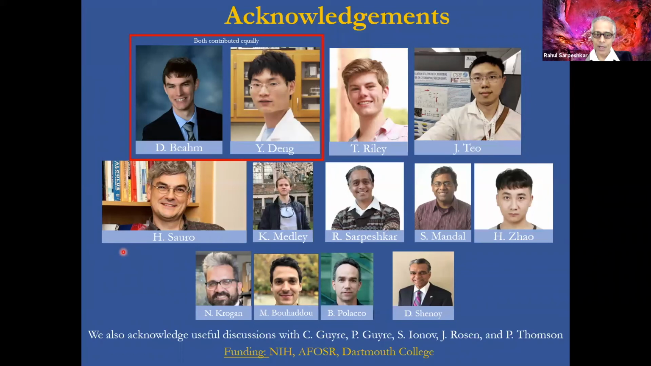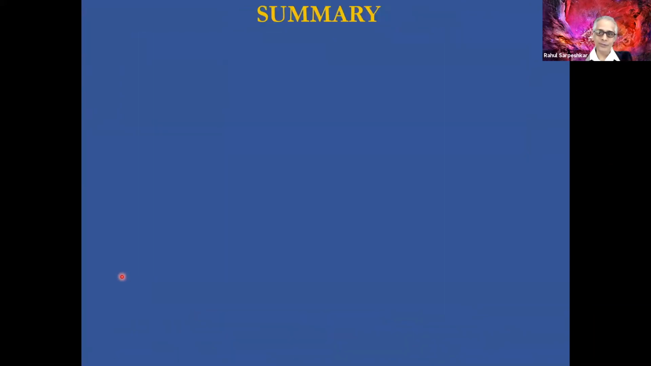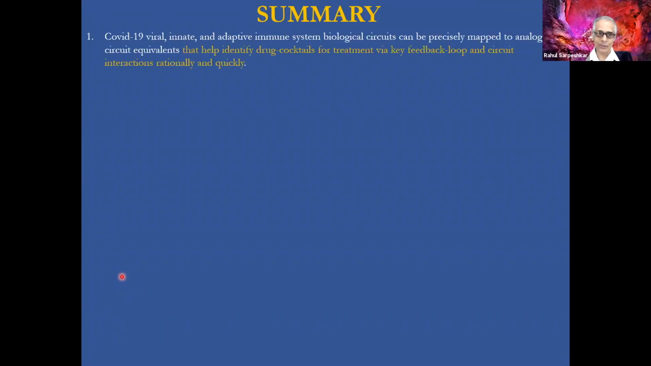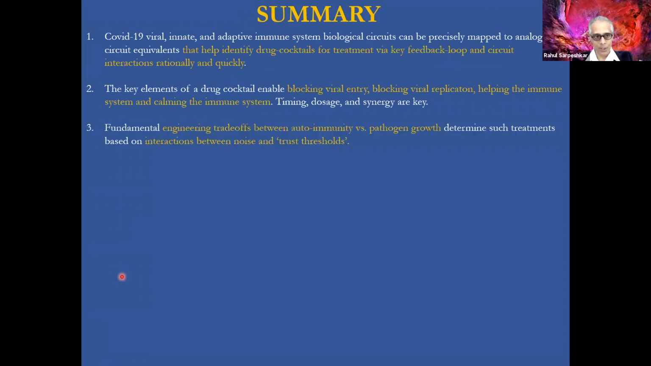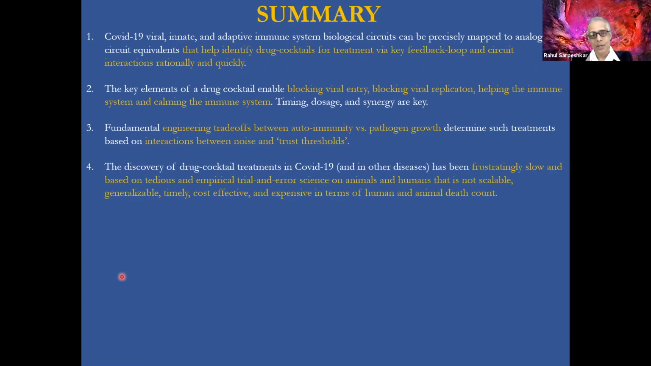So let me summarize many of the things that I've talked about. And I want to leave you with 6 things, and then I've got some time for questions. First, I've shown you how you can rigorously take biological circuits and map them into analog circuits that are useful for getting drug cocktails. Second, I've shown you that there are 4 key elements of a drug cocktail. Third, I've shown you that there are fundamental engineering trade-offs that have to do with autoimmunity versus pathogen tolerance. Fourth, I've told you that it is taking very long to find treatments in COVID-19 that work.